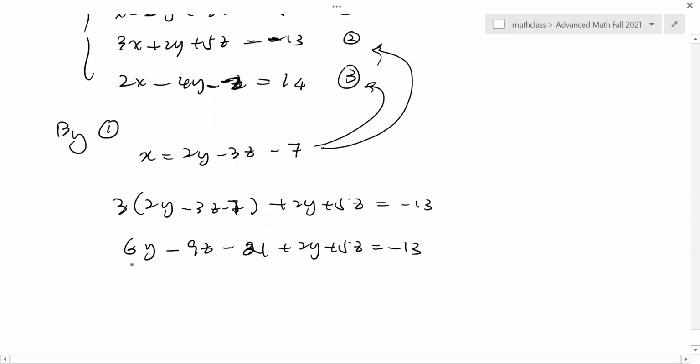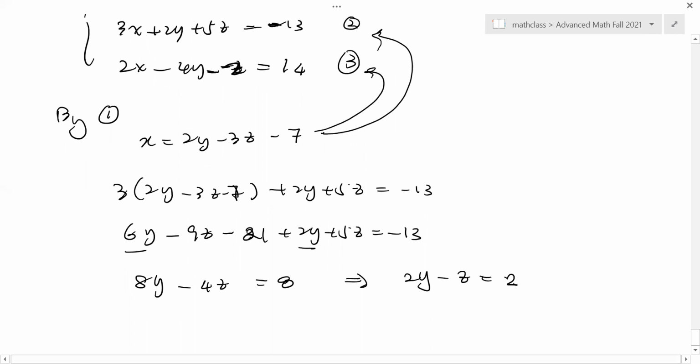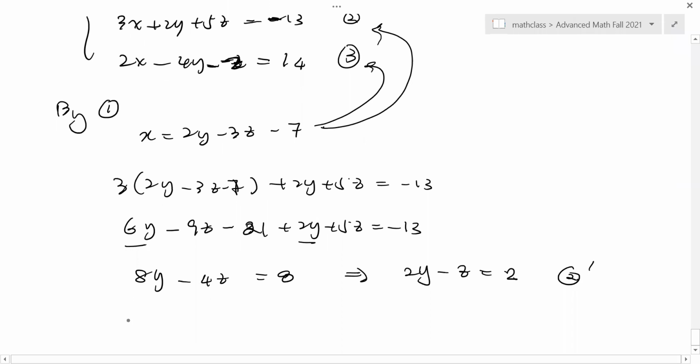Okay, let's simplify it. So 6y and 2y is 8y, minus 4z plus 5z is minus 4z. And 21 is moved to the right-hand side. 21 minus 13, right? That is 8. So this equation, if you divide by 2, you get an equation like that. Maybe we should call it 2 prime because it comes from 2. Okay, so now let's plug it into the second equation.